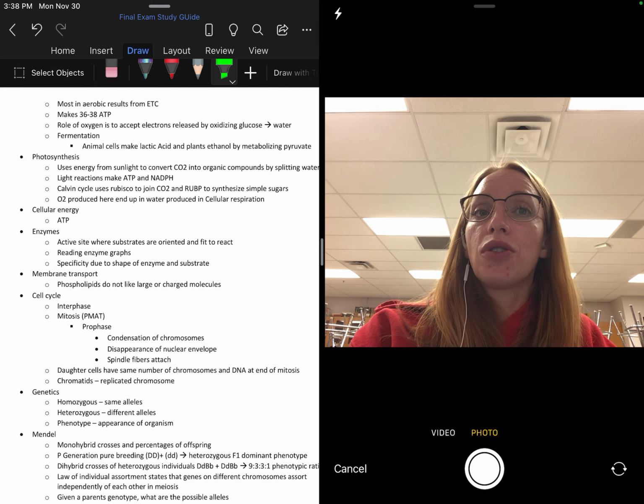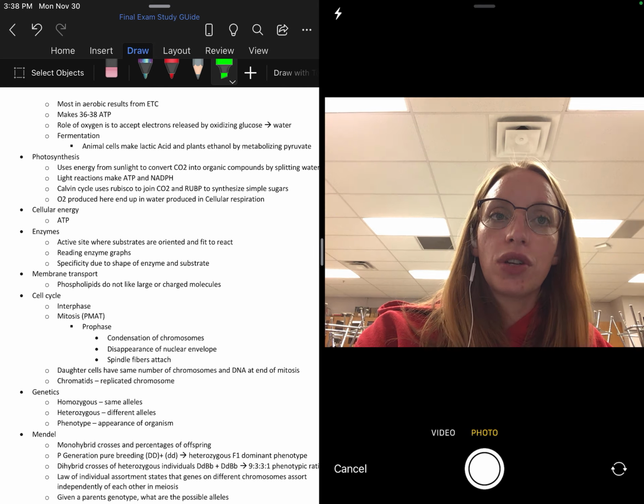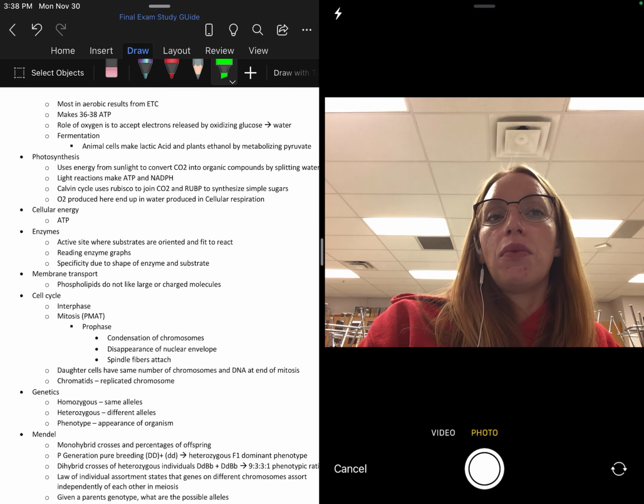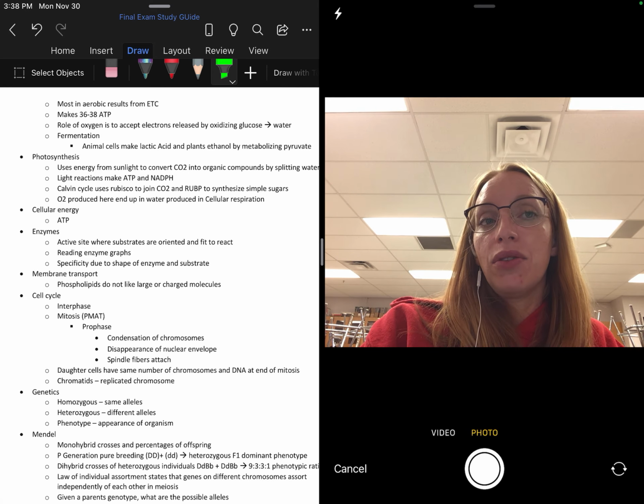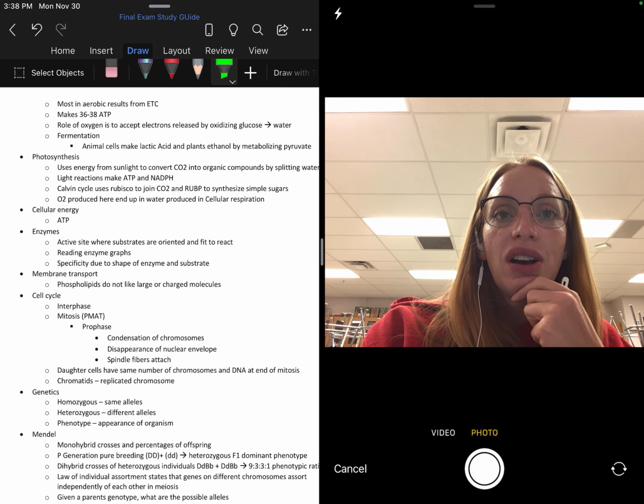The electron transport chain plus the other steps makes approximately 36 to 38 ATP. The role of the oxygen in this whole process of aerobic respiration is to accept those electrons as they go through the electron transport chain, those released by oxidizing glucose, and we make water as a result when hydrogen joins with the oxygen at the end.